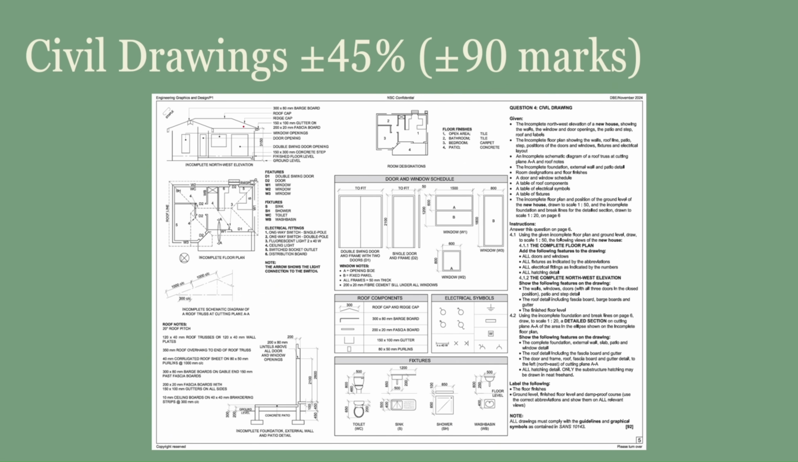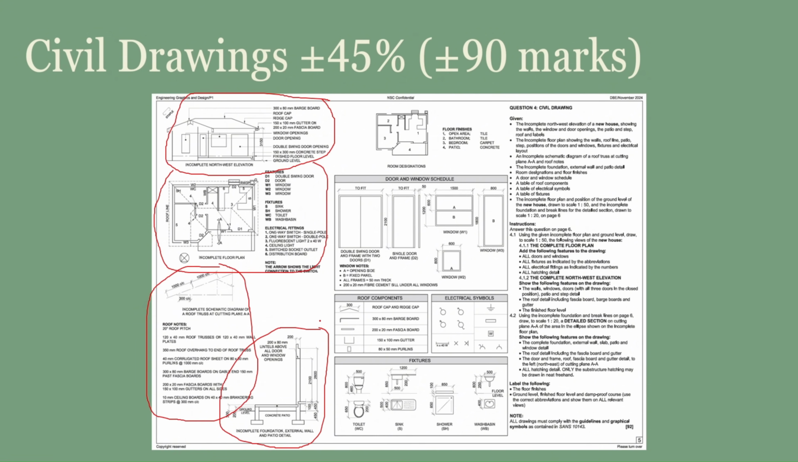So on the first page, on the left side, you're going to get information regarding the incomplete elevation. Underneath it, you're going to get information regarding the incomplete floor plan. And then you're going to get information regarding the roof notes and the sectional view with some dimensions.